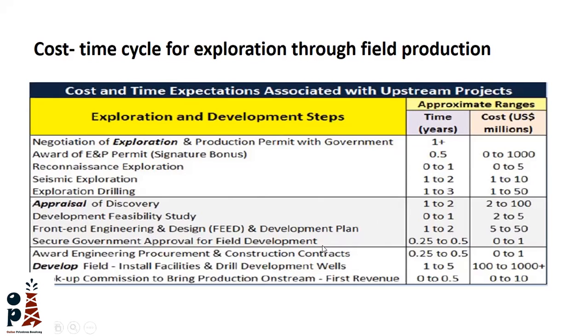Then you have an approval from the government to develop your field. This may take 6 months, and again, you may pay $1 million as a signature bonus.